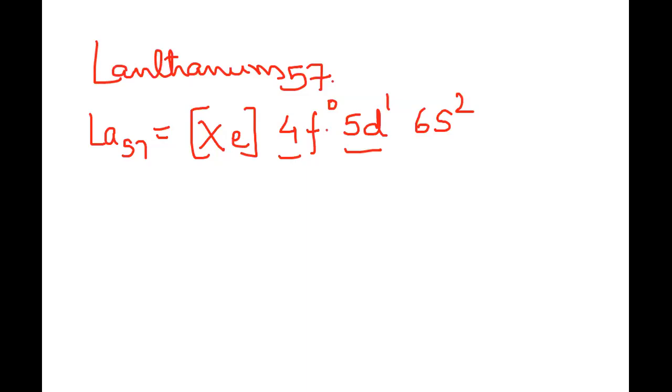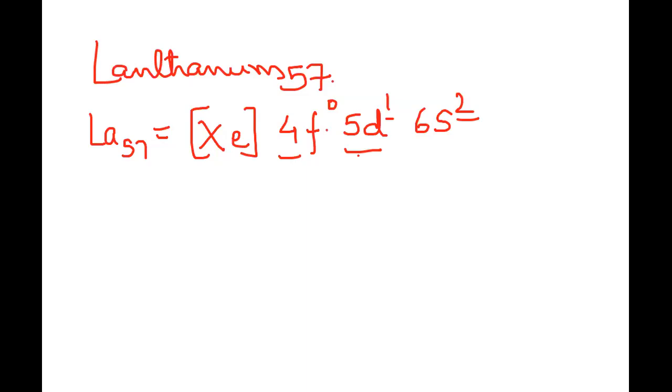Lanthanides have been placed in the D block elements, in group 3, in period 6. So if you look at the number of valence electrons, it is 2 plus 1, 3. Because the difference in energy is very less, the 5d tends to take the electron. That is the 57th electron it is taking.